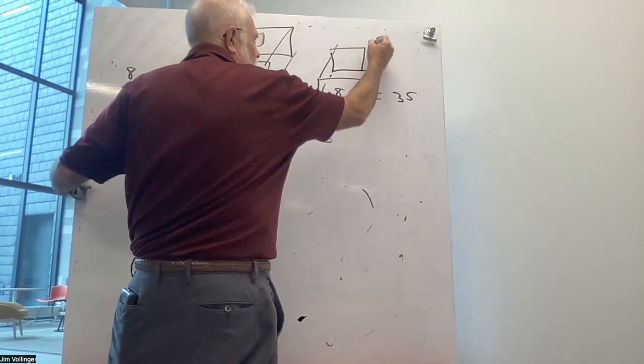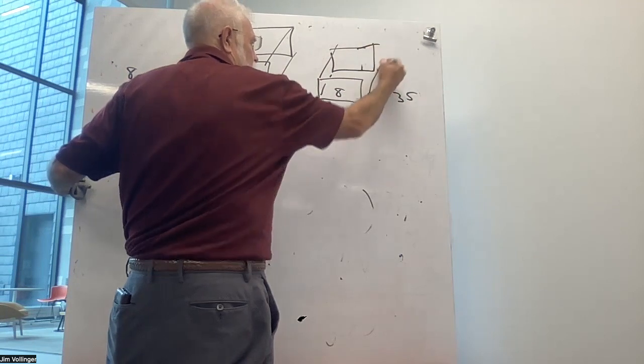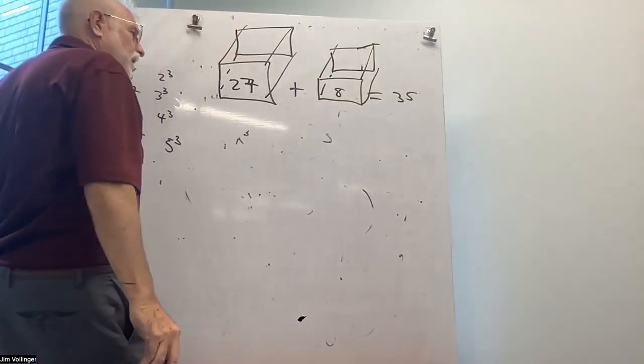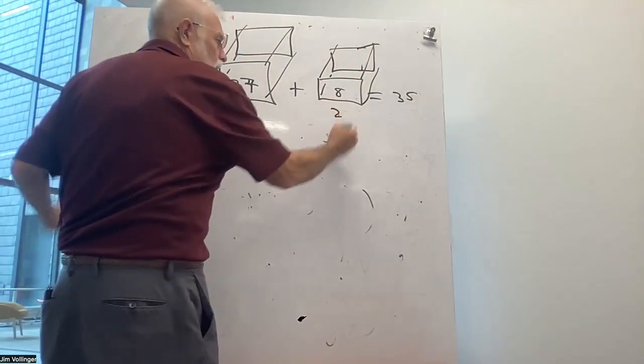Didn't draw that one too well. Give me something to work with here. Yeah, that's a little better. Okay, well, you're looking at a 3 and a 2.